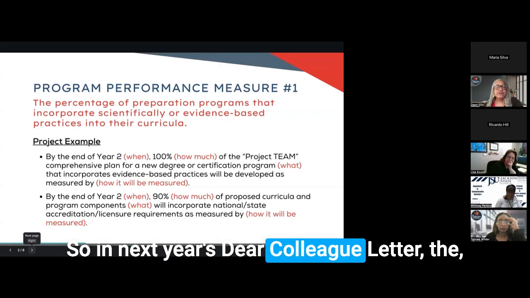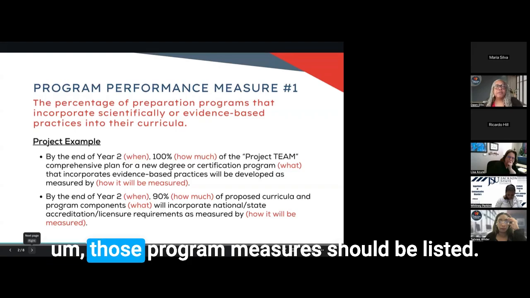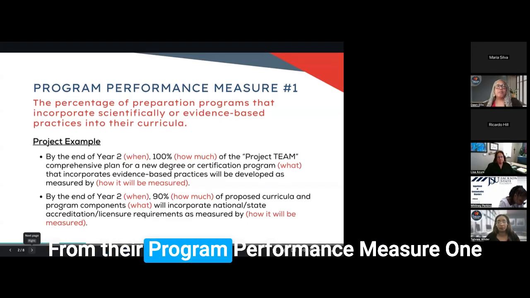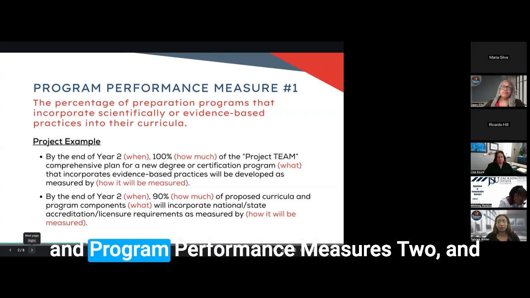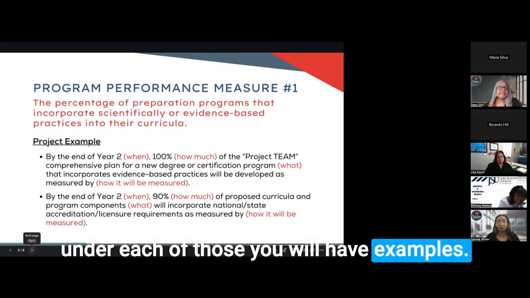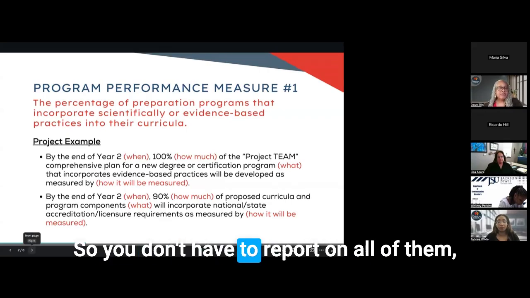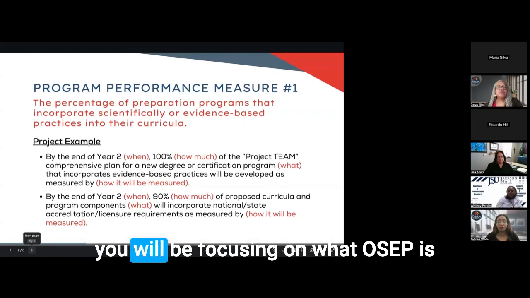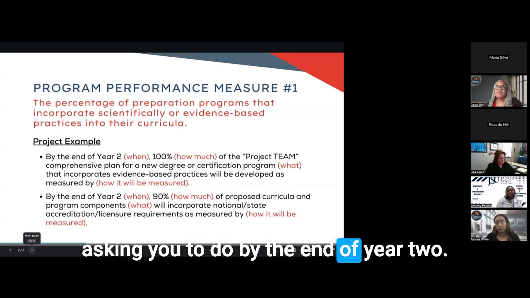So in next year's Dear Colleague letter, those program measures should be listed. So on your project status chart, you will select from their program performance measure 1 and program performance measure 2. And under each of those, you will have examples. So you don't have to report on all of them, but definitely for this first year of the X, you will be focusing on what OSEP is asking you to do by the end of year 2.